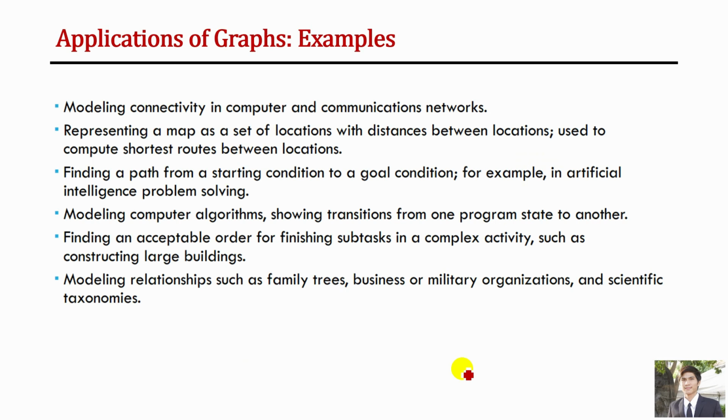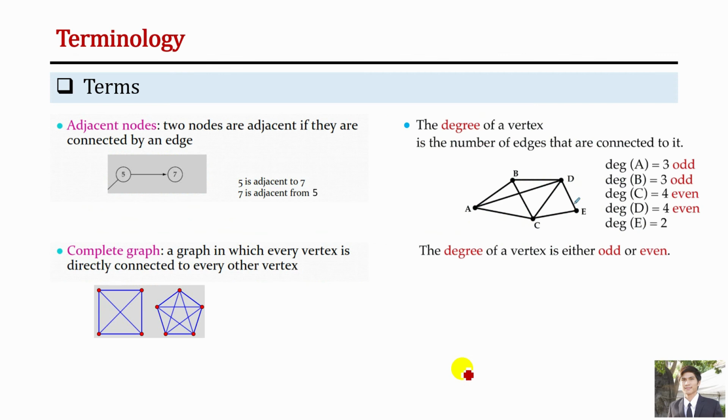And here are some more applications that adopt graphs for implementation, including modeling and representing maps, finding a certain path from source to destination. And we have other relationship representations like a family tree, business, military organization, scientific taxonomy, and some other complex activities as well.